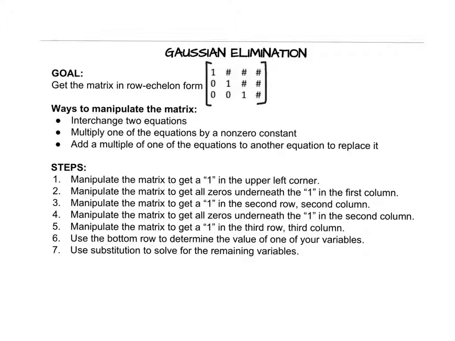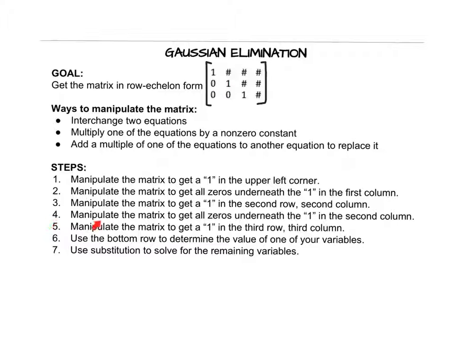If I already have a 1 up there, then you're good to go. You don't have to worry about it. Step 2, manipulate the matrix to get all zeros underneath the 1 in the first column. So again, do some of these three things right here to get zeros underneath that 1. Step 3, manipulate the matrix to get a 1 in the second row, second column. So again, do one of these three things to get a 1 right here.